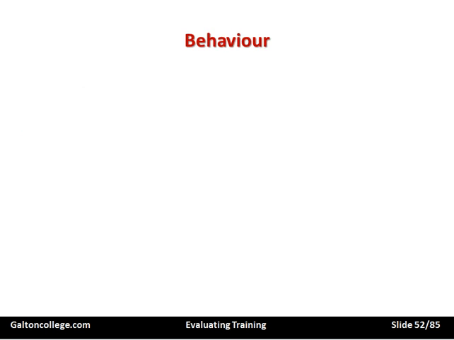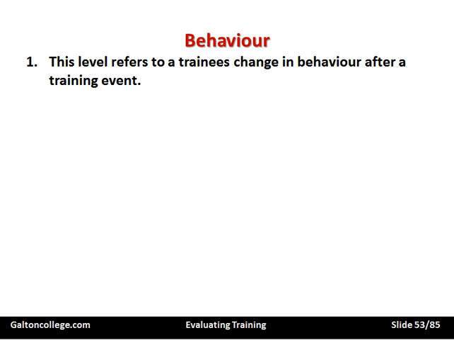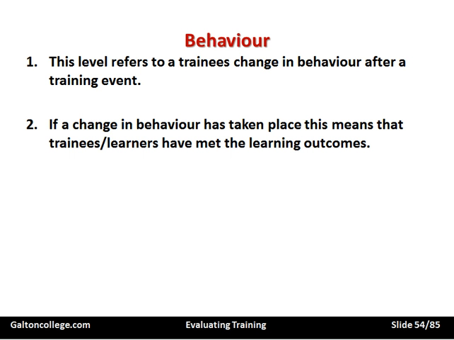Now let's move to behaviour. This level refers to a trainee's change in behaviour after the training event. So it's looking at the trainee after the event. Is the trainee different? If a change in behaviour has taken place, this means that trainees and learners have met the learning outcomes. If the attendee on the programme is working more efficiently, or has greater understanding of the issues, or is more efficient in the workplace, then the training program has met the learning outcomes. The organisation has got good value for money. The training program was worthwhile. That's if behaviour has changed as a consequence.